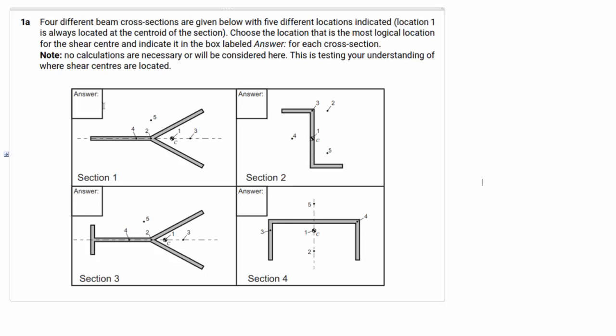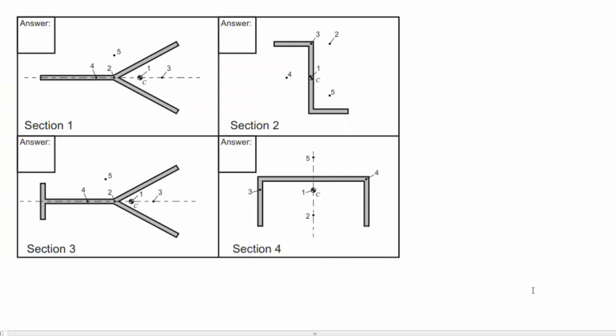Question 1. In question 1 we are asked, for 4 different beam cross-sections, to determine the most logical location of the shear center without performing any calculations. This means that we should be able to determine it by simple reasoning. Let's take a closer look at the figures here.